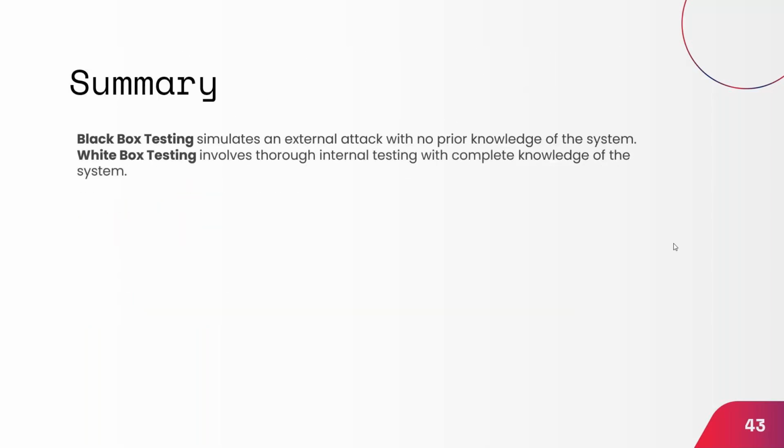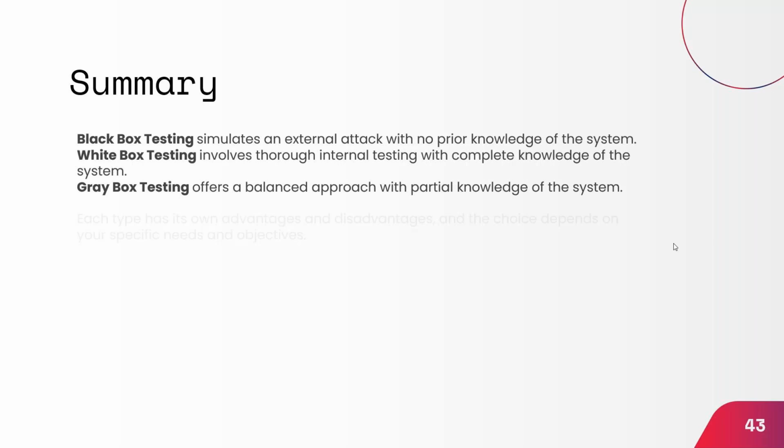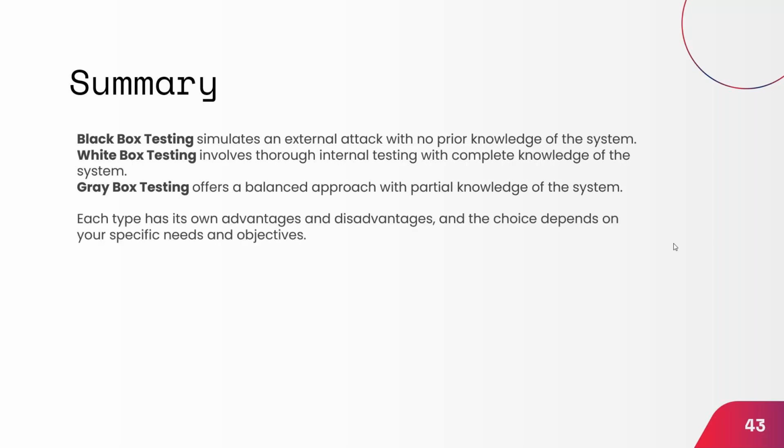In summary, black box is an external attack with no prior knowledge of the system. White box involves thorough internal testing with complete knowledge of the system. A gray box is a balanced approach with partial information, right? So each type of testing has its own advantages and disadvantages, and the choice depending on your specific needs and objectives can change, right? So you will also get such type of requirements.